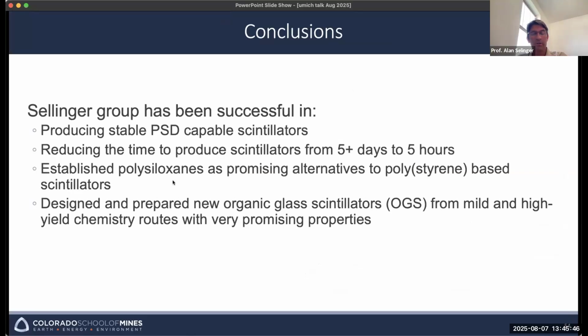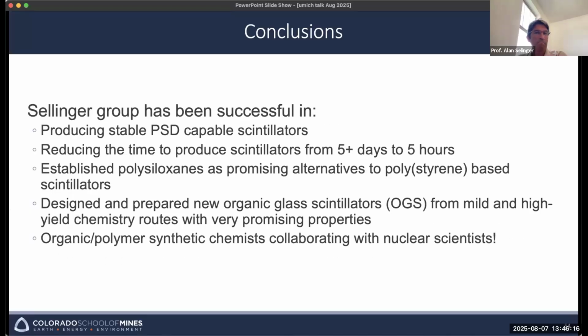We've used alternative matrices based on polysiloxanes that are promising alternatives to polystyrenes and can be made very quickly. And we are able to design and prepare these new OGS materials with mild processes to give us very promising new scintillators. And the other thing is that for this project to work, we need to have very good collaborations. So I think we are able to make quick progress because we, as organic polymer synthetic chemists, are collaborating with nuclear scientists, and this is what makes this project successful.